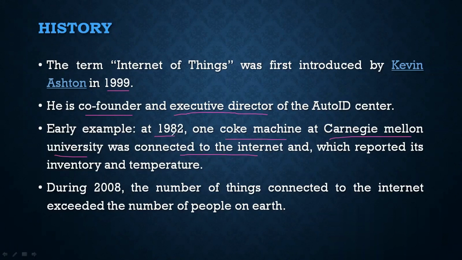In 1982 only one device was connected, but in 2008 the number of things connected to the internet exceeded the number of people on the earth. So you can assume the drastic change. This is the history of IoT.